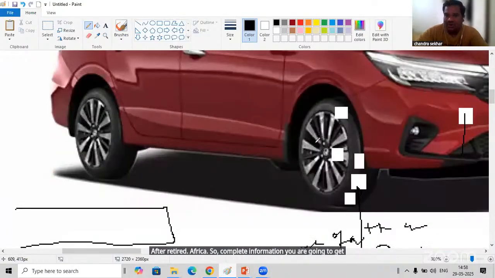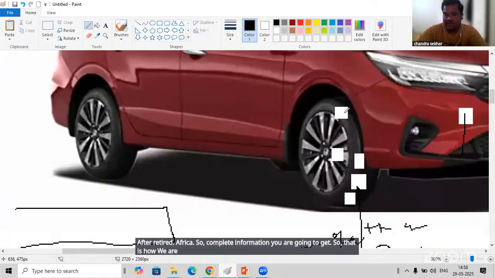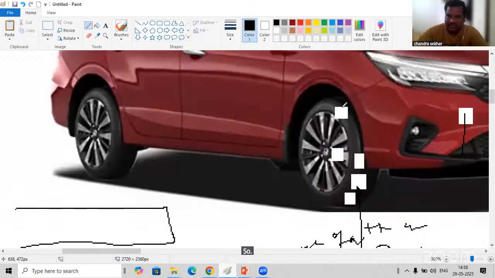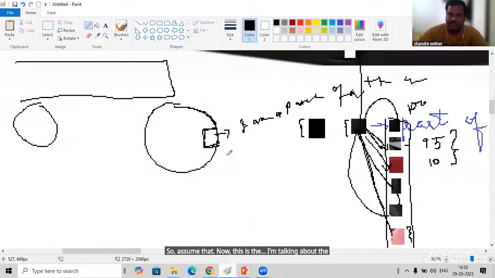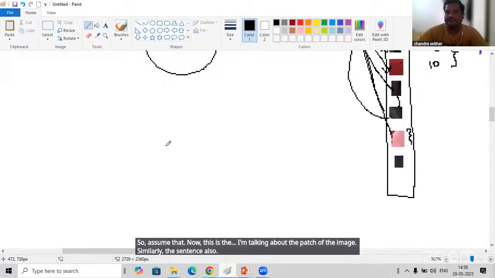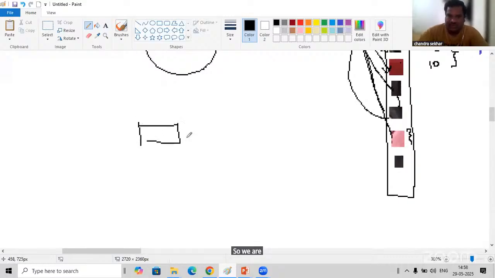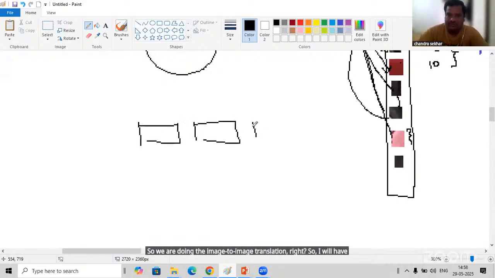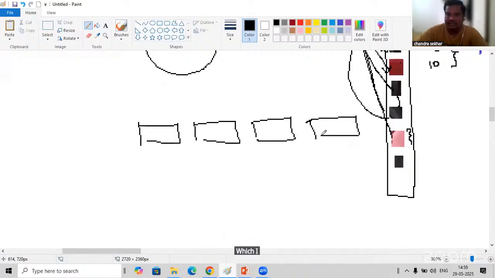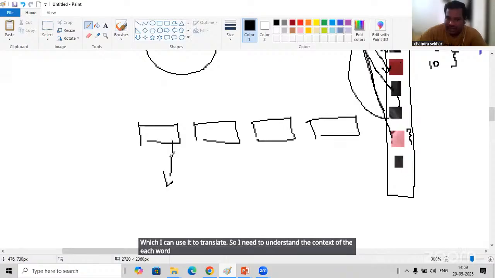That is how we are learning about each word and each part of the image. I am talking about the patch of the image, and similarly for the sentence. We are doing image to image translation, so I will have some set of words which I use to translate. I need to understand the context of each word, and to do that, I need to understand how much I am related to the others.